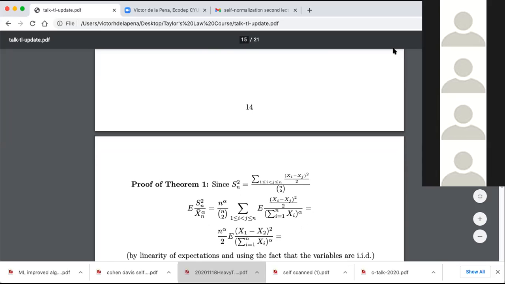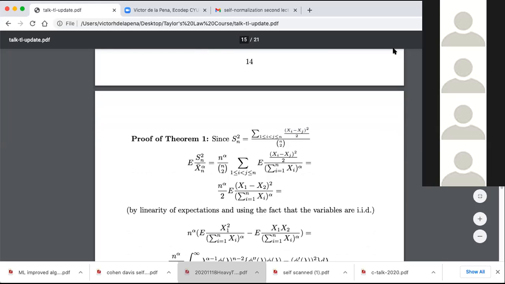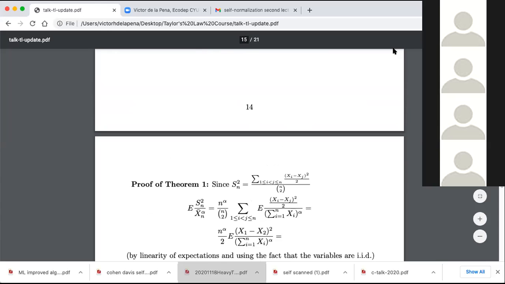I think this is important because one can develop a theory, a decoupling theory, on the basis of extending linearity of expectations. I was going to talk about that, but that's a different talk. Anyways, that gives you a lot of flexibility. So by linearity of expectations and the fact that I have IID variables, the second line is equal to n to the alpha times the expected value of (x1 minus x2) squared over the sum of xi to the alpha.